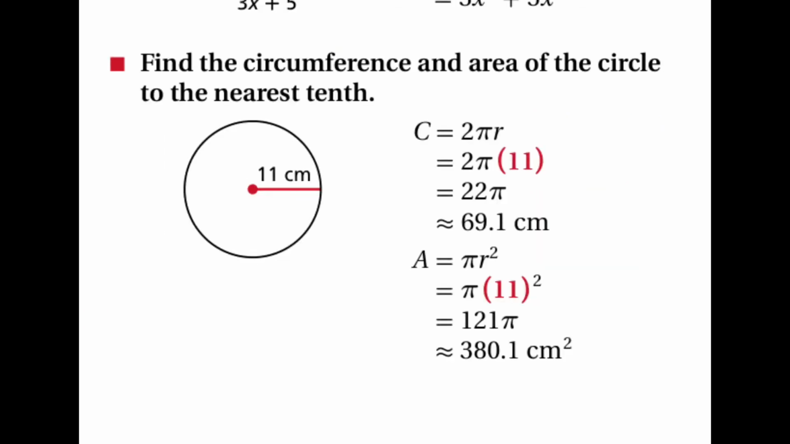The formula for the circumference and area of a circle, 2 pi r, I plug in 11. If I was to round to the nearest tenth, I get 69.1. For the area, I take 11 squared times pi, 380.1 centimeters squared.